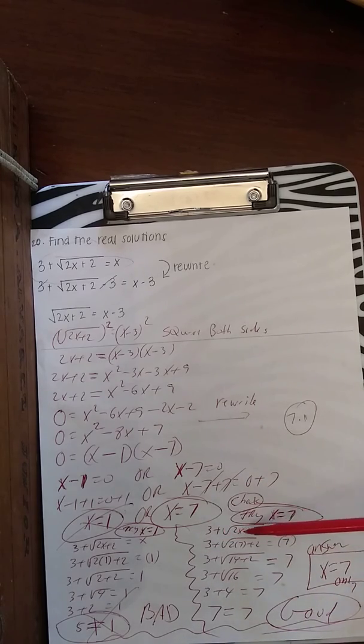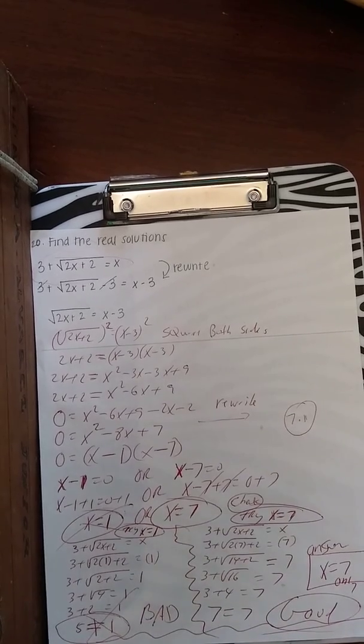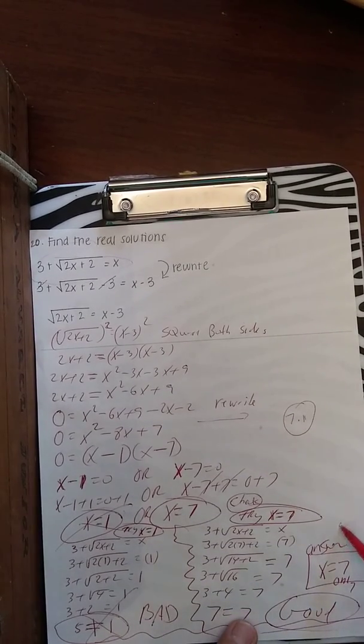3 plus square root of 2 times 7, the original problem. And 2 times 7 is 14, plus 2, 16. Square root of 16 is 4. 3 and 4 is 7. And on the right side, 7. So 7 equals 7, yes, it's good. So the answer is yes, just the 7. Just this right here. That's it.